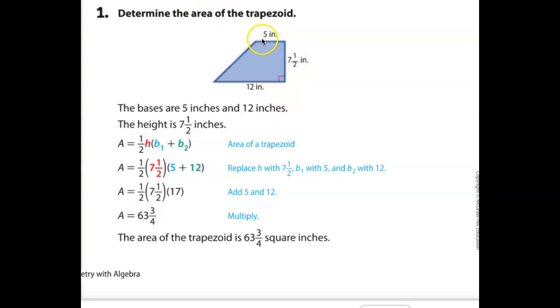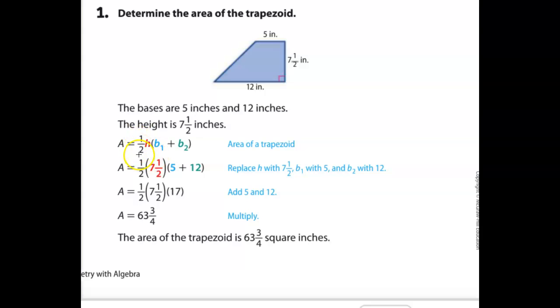And as you can see, this very short base, if we extended this line going on forever and ever, those will never cross each other. These are parallel, but these two are going to eventually cross each other. So those are not parallel. Okay. But this is definitely a trapezoid. So let's go ahead and look to see what they did to fit this into the formula.